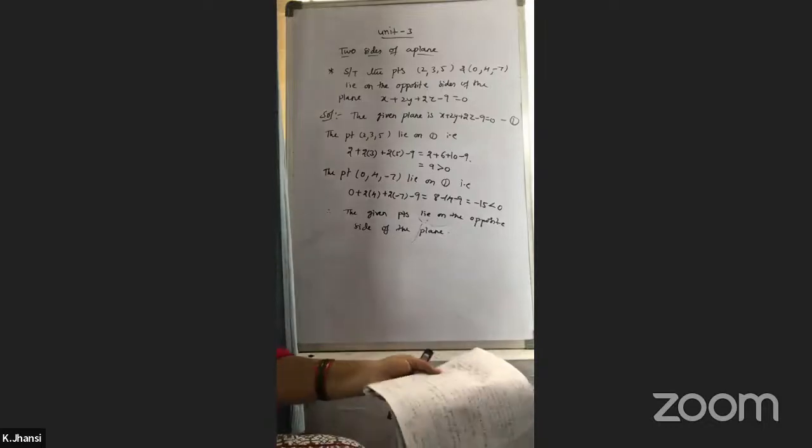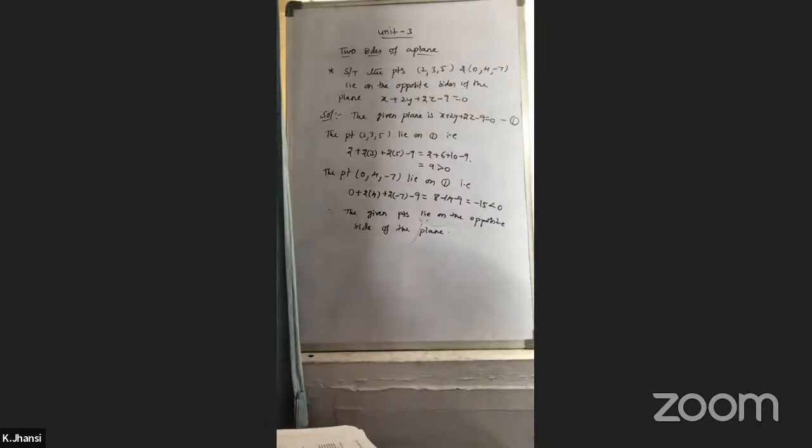Okay. So the last topic is the joint equation of two planes, and also the pair of planes. This is also one of the important topics. In page number 72, two sides of a plane is one of the concepts you have. Next, joint equation of two planes, page number 74. The theorem on page number 75 is important.